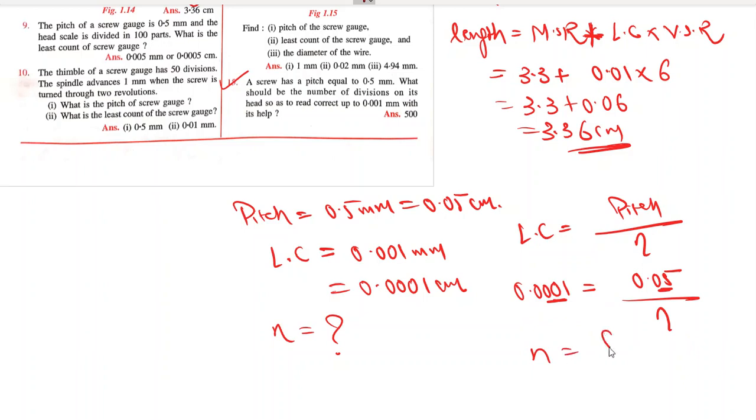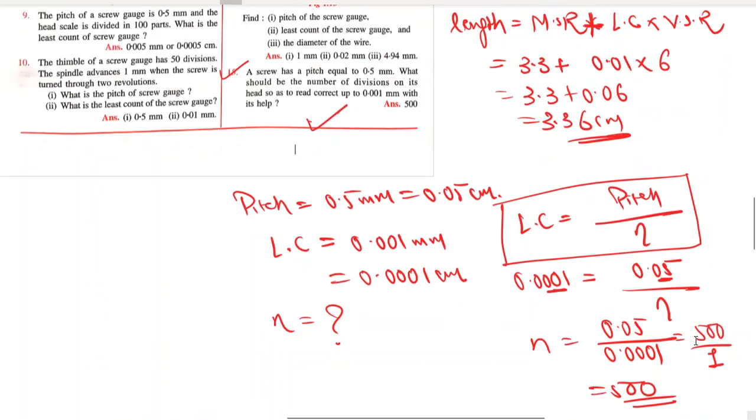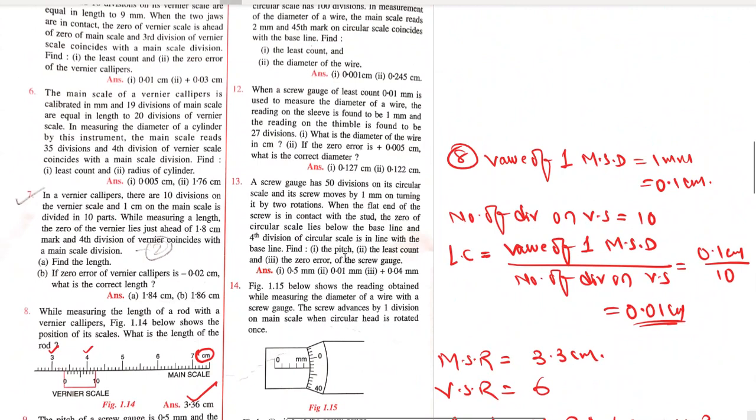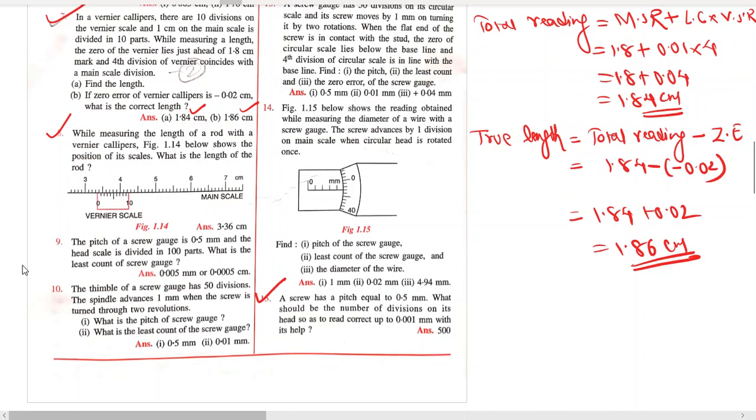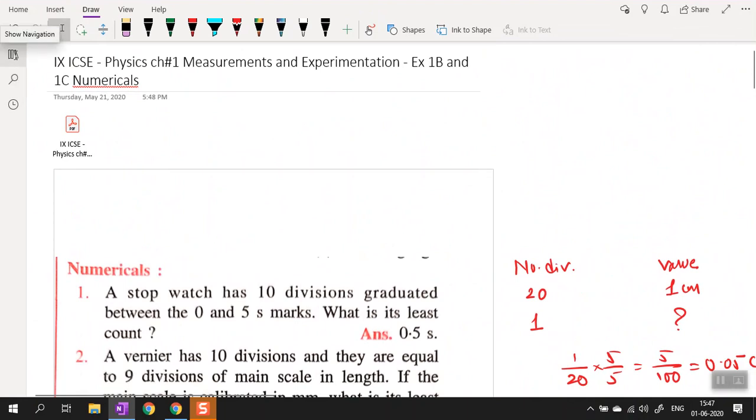So n will go here: 0.05 upon 0.0001. Okay, I will take out 4 decimal places, so it will be 500 upon 1. So the number of divisions on the circular scale will be 500, using the same simple formula for the least count of a screw gauge, that is pitch upon number of divisions. So that's the final answer. Okay, so these were the doubts from the concise exercise of the second part, that is your screw gauge and vernier calipers.